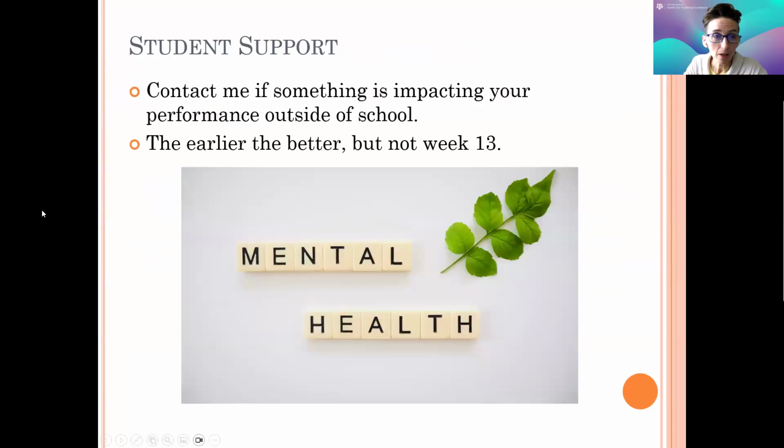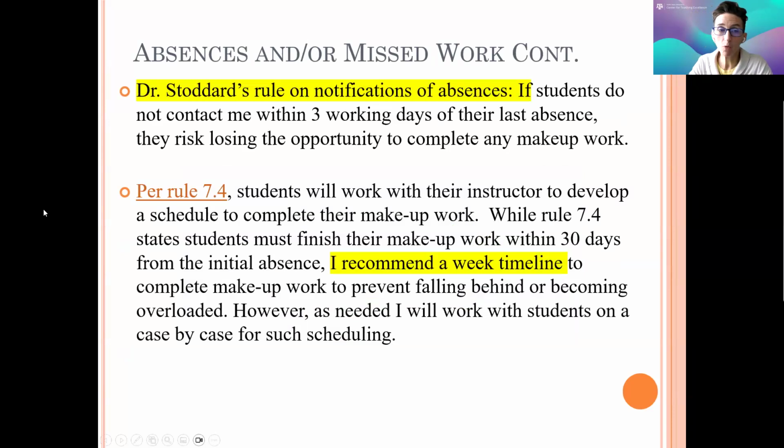All right, absences and missed work. My rule on notifying me of absences is that you need to contact me within 3 working days of your last absence if you need to make up work. If you wait a week or more, or heaven forbid 3 weeks, then that window probably is going to close, because I can't be dealing with work from 3 weeks ago because you didn't bother to contact me.